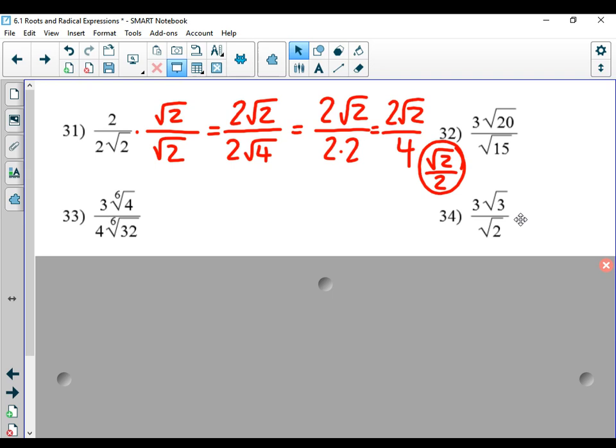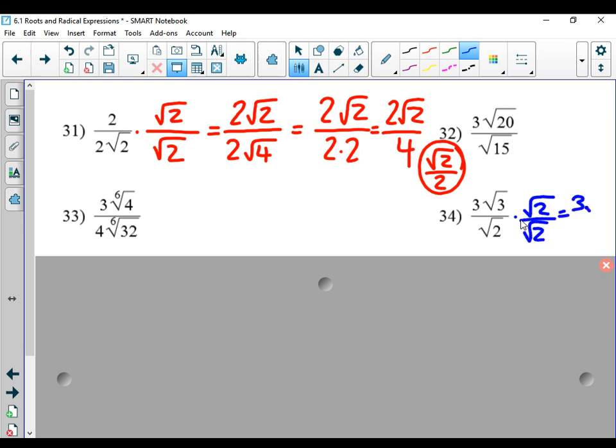So if I just multiply by the square root of 2, I end up with 3 square root of 6 over 2. I can't simplify the square root of 6, and 3 over 2 does not reduce. So that one, like I said, was a little bit more straightforward. Not as much simplifying in the end. Okay.